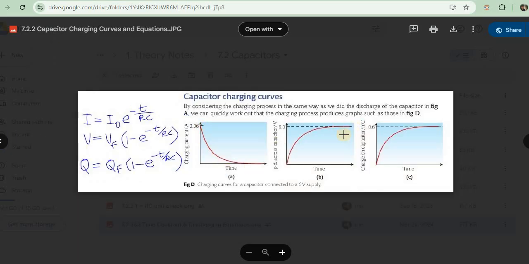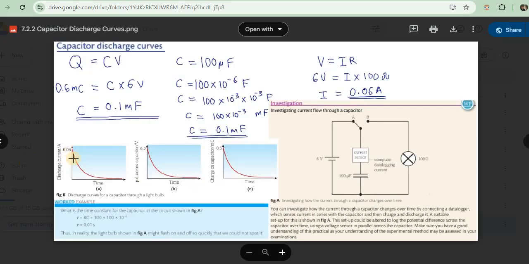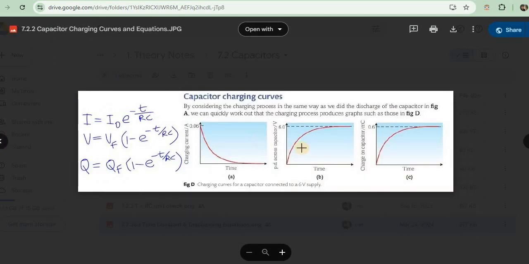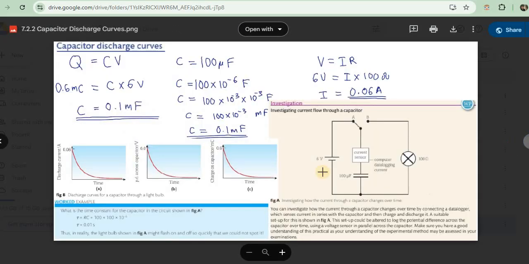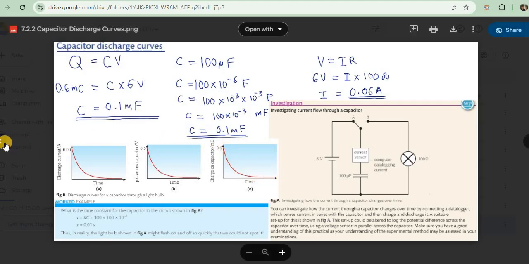Now you know why the shapes are like this, why this is the same for both the charging and discharging, but for charging the graph is like this for potential difference and for charge. Why? Because with time, when the capacitor is charging, the voltage increases and the charge on the plate increases. But when the capacitor is discharging, the potential difference across the capacitor decreases, and the charge on the plate of the capacitor decreases.